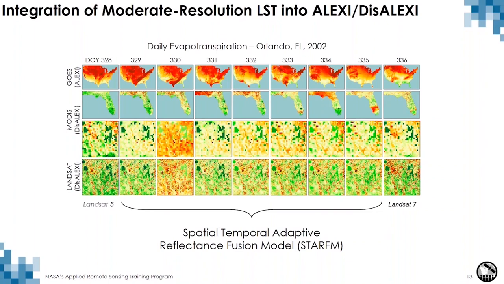So what our team has really focused on is finding ways to integrate moderate resolution into our modeling system. What you see here on day 328 and day 336, we had 2 Landsat overpasses, and then by deriving relationships between MODIS and Landsat, we were able to fill in the 30 meter ET based on the MODIS overpass on those other days, giving us a full daily estimation of field scale evapotranspiration.